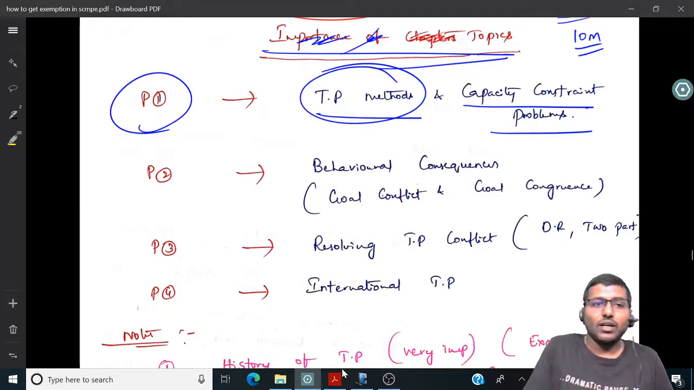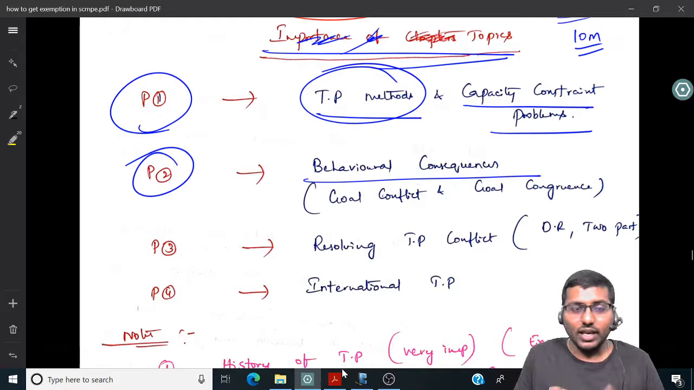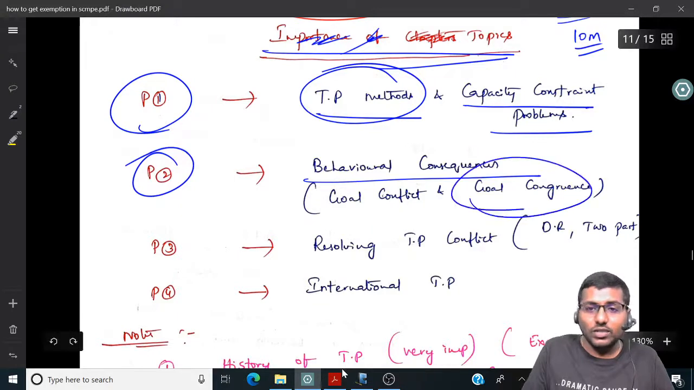Very important. Priority number two, behavioral consequences. I gave it second priority, which means obviously it's very important in the chapter. What do you mean by behavioral consequences? If I fix a particular transfer price, how will the supplying division manager react? Will he accept? Will he reject? What about the receiving division manager? Will he accept? Will he reject? That thought process must be done. Only then can you fix the correct transfer price, which is agreeable to both divisional managers and at the same time in the interest of the company. Only then can you call it goal congruence achieved.